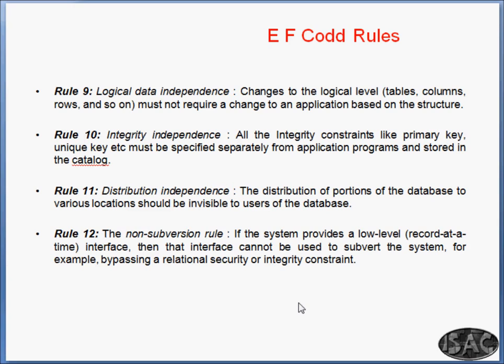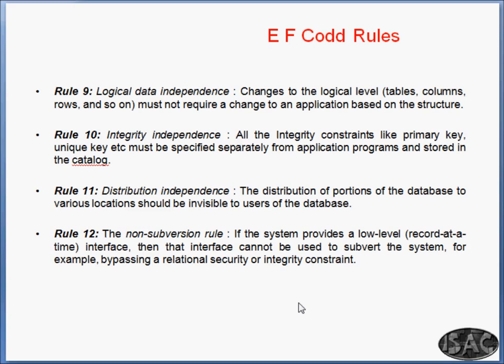So if any changes happen with the tables, columns, rows and so on, it will not require changing the application. Next is the integrity independence. All the integrity constraints like primary key, unique key, okay, check constraints, domain integrity must be specified separately from application programs and stored in the catalog. And next is the distribution independence. The distribution of portions of the database to various locations should be invisible to users of the database. Okay. If we are having distributed, it does not mean anything to any user.